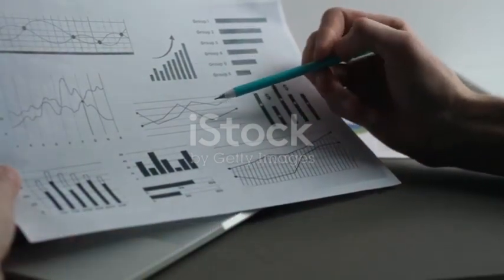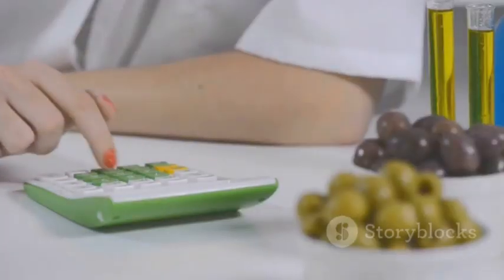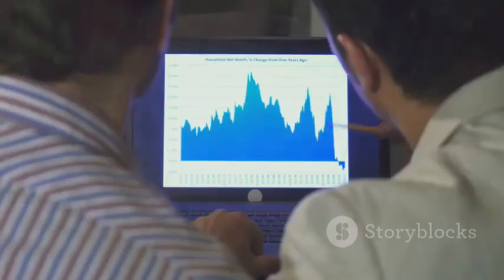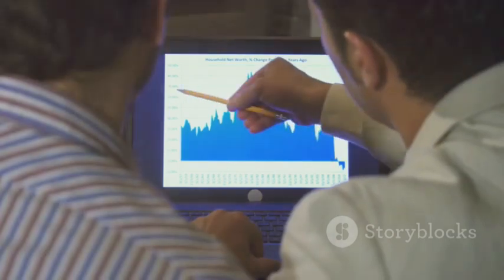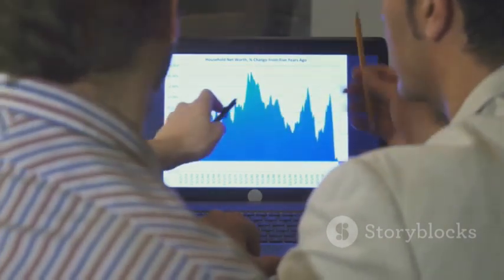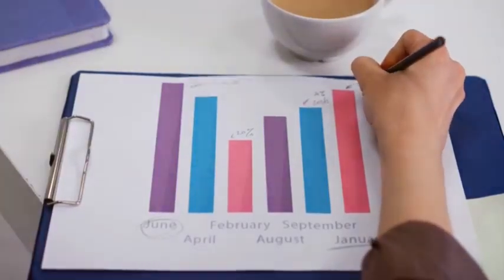Significance and confidence limits. Significance level, alpha: probability of rejecting the null hypothesis when it is true, commonly set at 0.05. Confidence interval: range of values that is likely to contain the population parameter, commonly set at 95% confidence level.